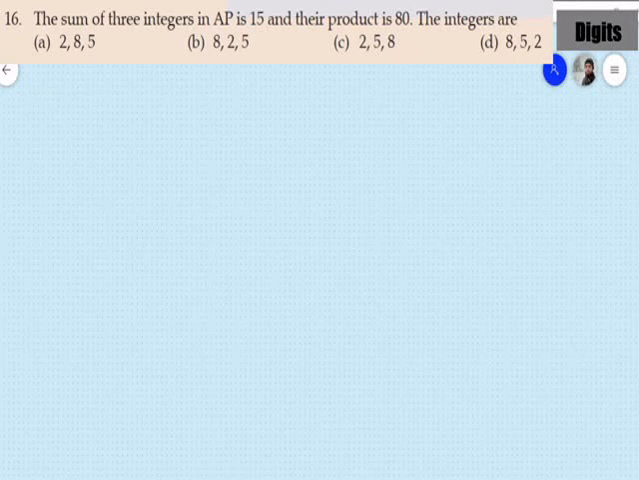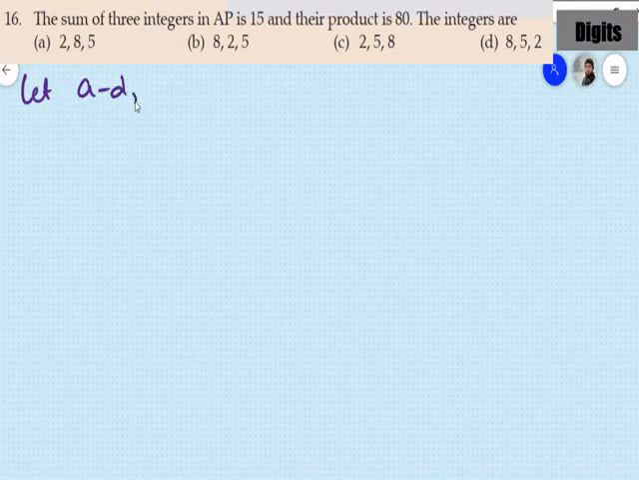Question 16. The sum of three integers in arithmetic progression is 15 and their product is 80. The integers are option A, B, C and D. Now its solution is, let A minus D, A and A plus D be the three terms which are in AP.